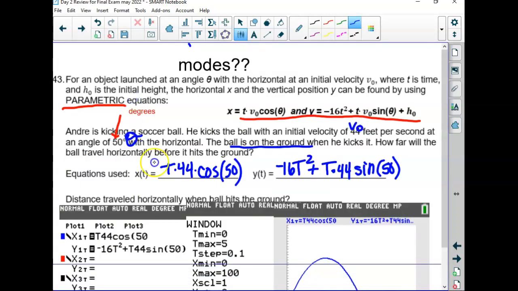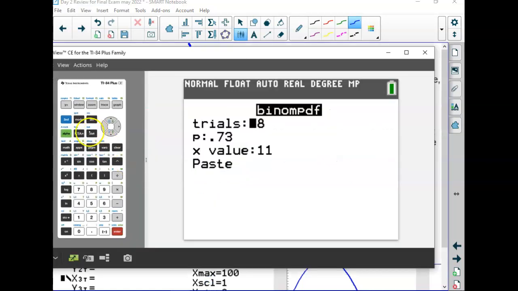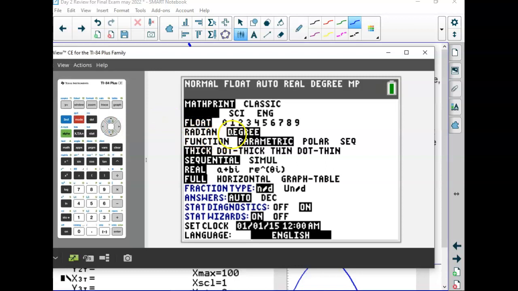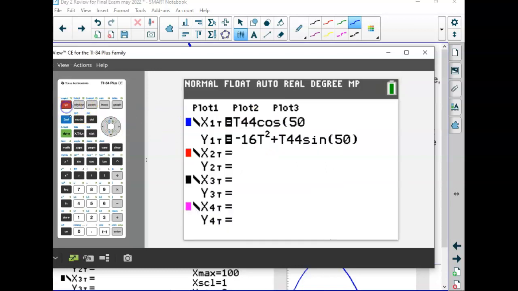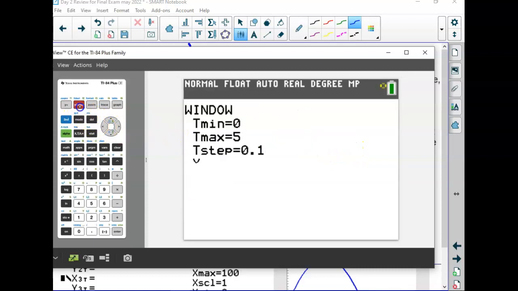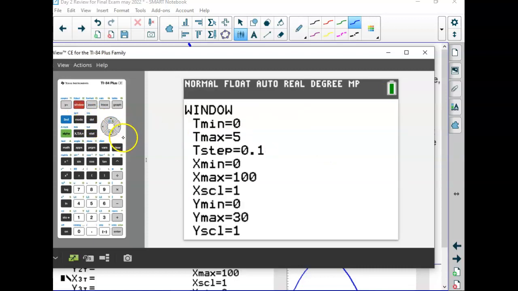Okay, parametrics and degrees. Mode, degrees, parametrics. Then you go to y equals t 44 cosine 50, negative 16 t squared plus t 44 sine 50. Window. T stands for time. So I did 0 to 5. That's a nice base. If for some reason it didn't come down, you could add more time, but I don't think it should take more than 5 seconds for a soccer ball to come down. But make sure this T step is like 0.1.